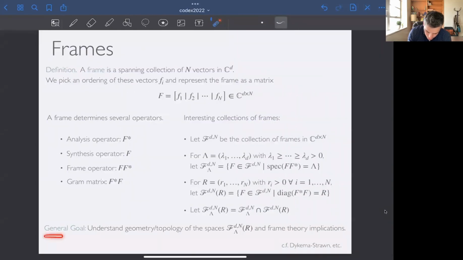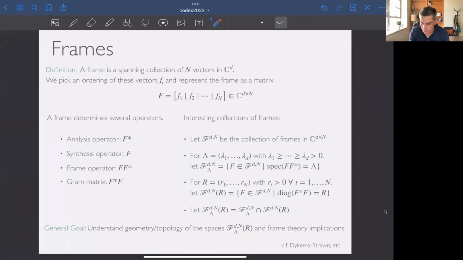But the general goal of the talk, after all this, is to understand the geometry and/or topology of these type of complicated frame spaces. These are interesting geometric objects in their own right, but what we really want is to make conclusions that are relevant to frame theorists, coming from these geometrical and topological facts about these spaces.